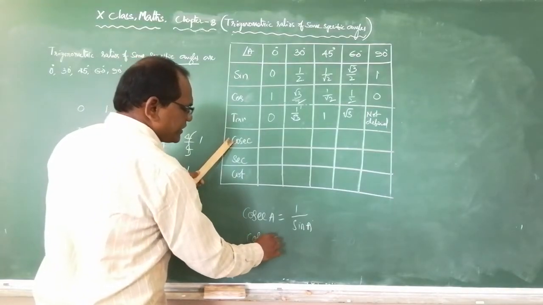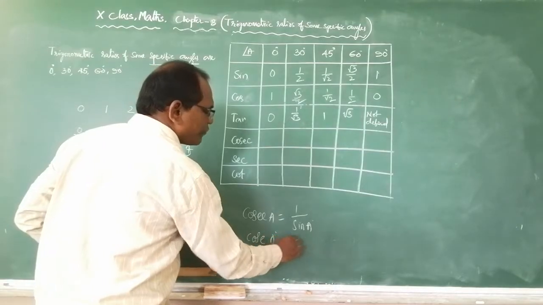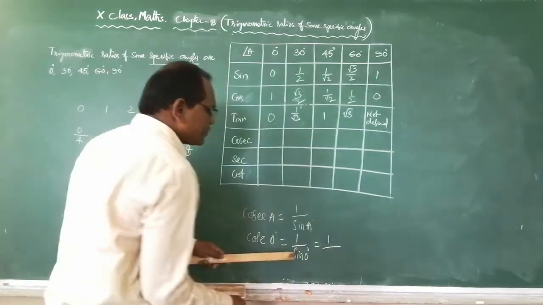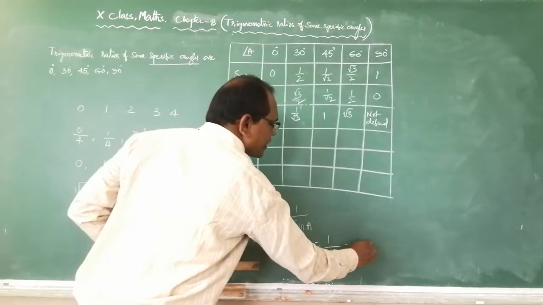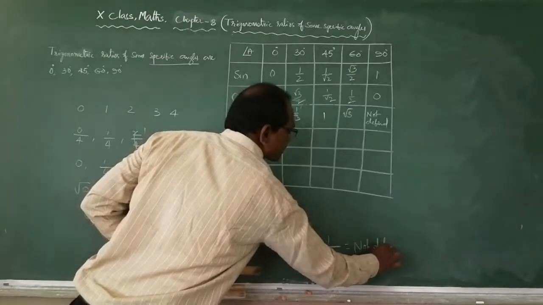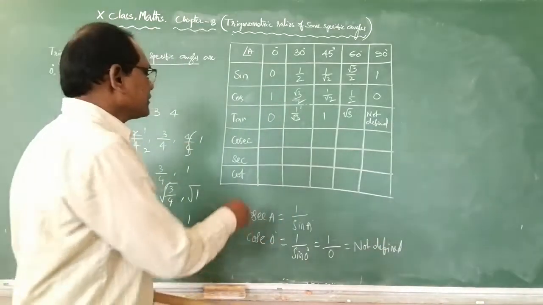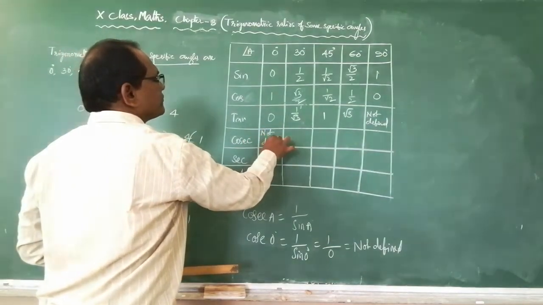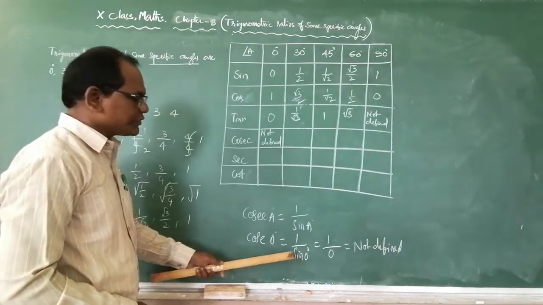Cosecant 0 degrees equals 1 by sin A, that is 1 by sin 0 degrees. How much is the value? Sin 0 is 0. 1 by 0 means what? It is not defined. That's why we write not defined. So cosecant 0 means 1 by sin 0, which is not defined.